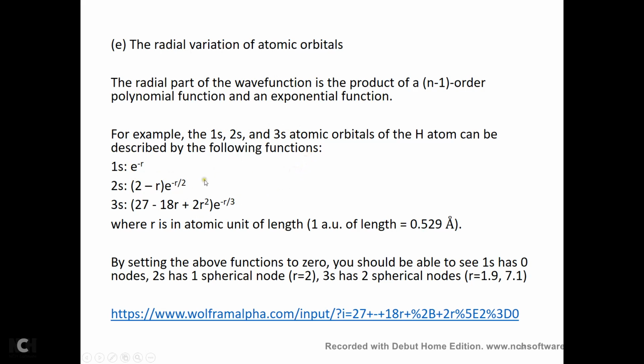In a hydrogen atom, the 1s orbital has e to the power negative r as the exponential function. It decays as r increases. This one is e to the power negative r over 2. This 2 is the principal quantum number. So here, e to the power negative r over 3. What about the 4s orbital? It's just a polynomial function of r of an order of 3 times e to the power of negative r over 4.